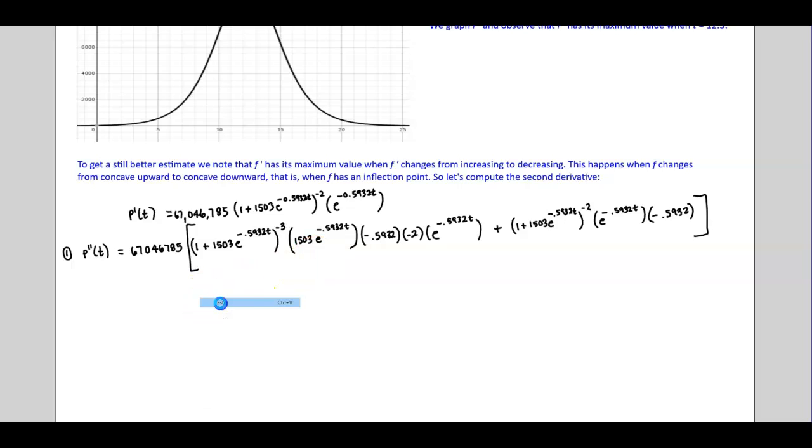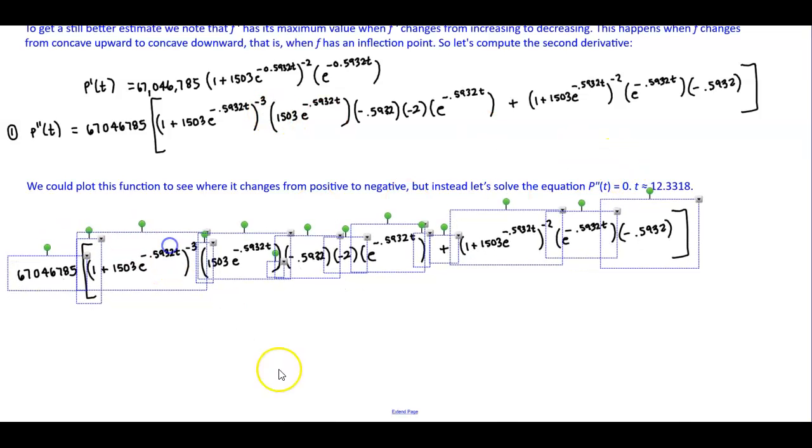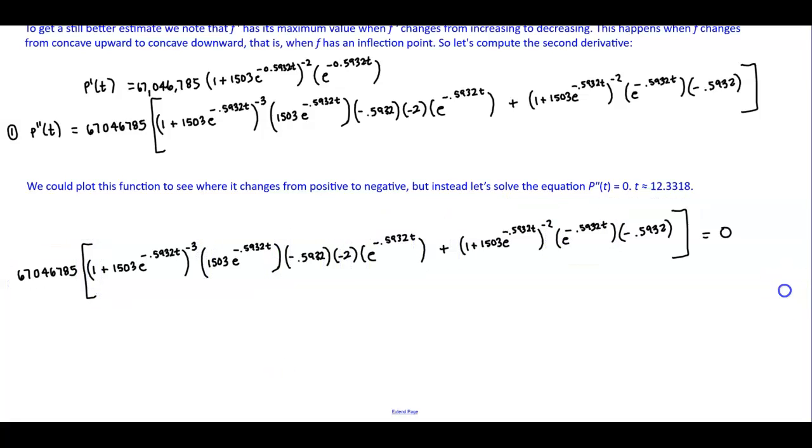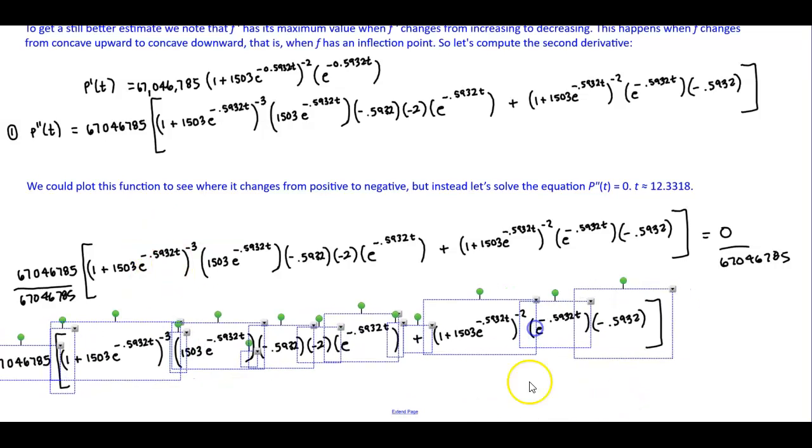Okay, so from here, we can plot this function to see where it changes from positive to negative, but instead we're going to solve this second derivative and set it equal to 0. So we're going to set this part equal to 0. If we divide both sides by 67,046,785, and over here the same thing, 67,046,785, then what's left is the following.